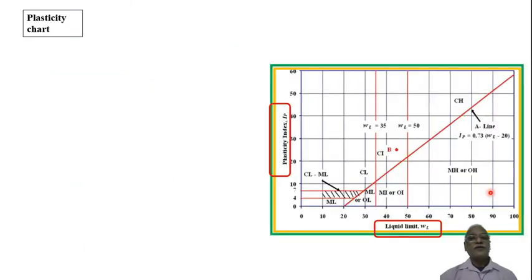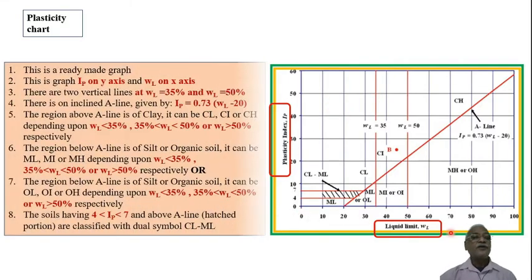So what is a plasticity chart? It is a chart something like this. We'll go into the details of each one of them. This is a ready-made graph, which means you should be able to reproduce it as it is. There are so many lines: one inclined line, two vertical lines, and something plotted on the x-axis and y-axis, which we'll see in detail here. You will not have any data to plot, but it is a ready-made graph. So the plasticity chart is nothing but a ready-made graph.